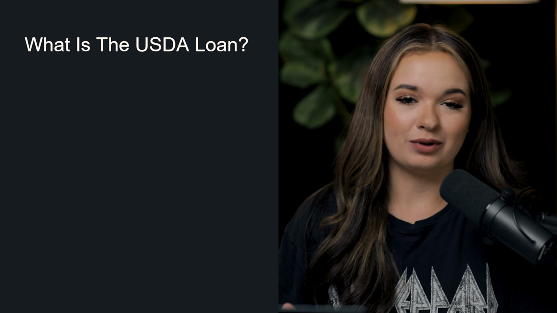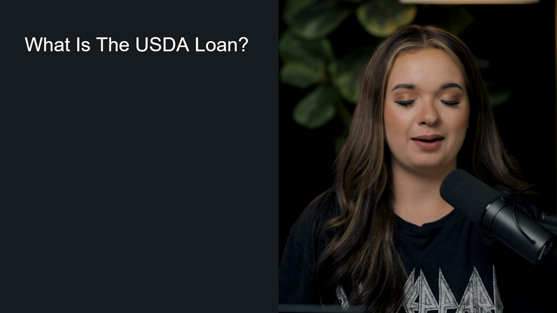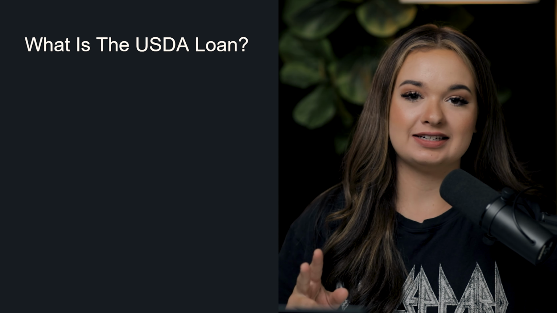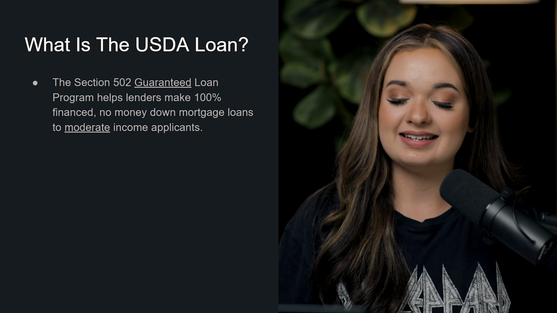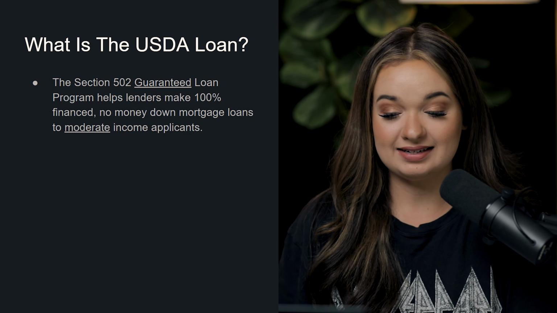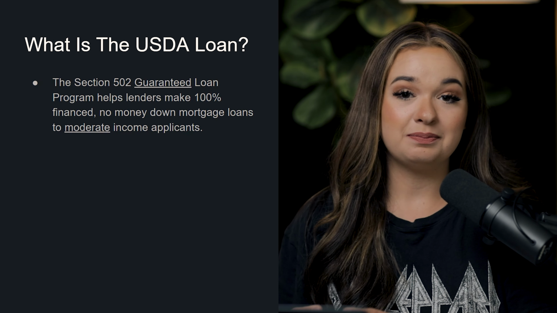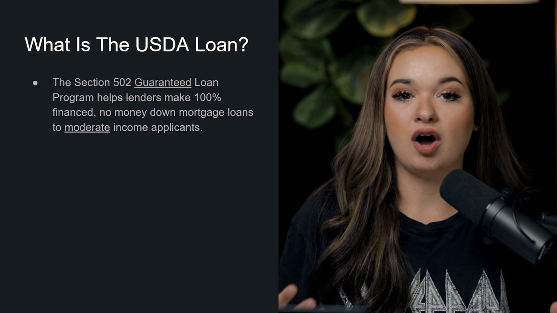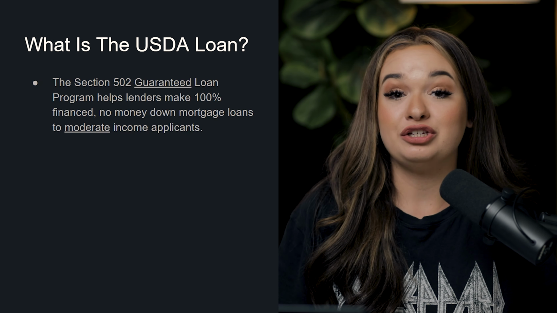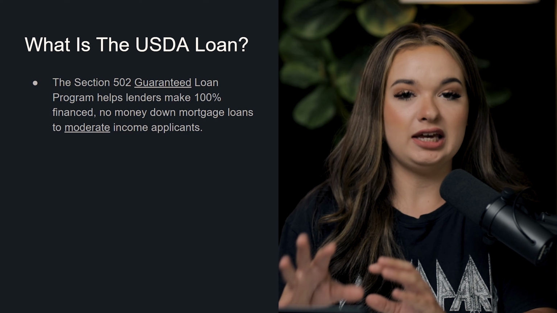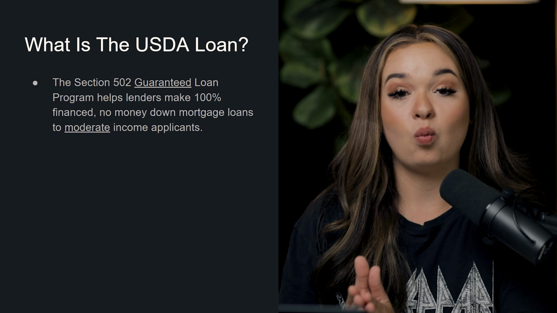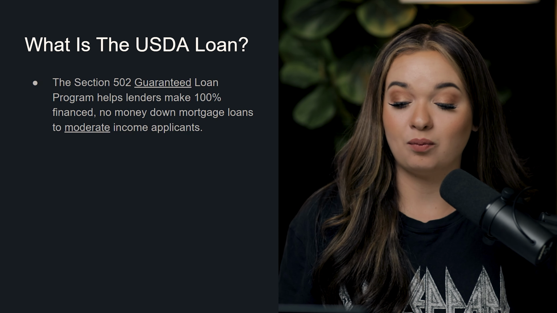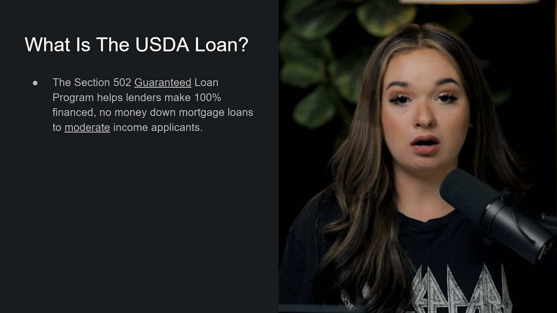The first thing I want to talk about is what is the USDA loan, or the USDA Rural Development Loan Program. There are actually two different types of loans that I would say fall into this category. The first one is the Section 502 Guaranteed Loan Program. Now, this specific loan program is probably the most common. When you hear about someone using the USDA loan, I would say in most cases, this is what they are referring to. This program helps lenders make 100% financed, no money down mortgage loans to moderate income applicants.